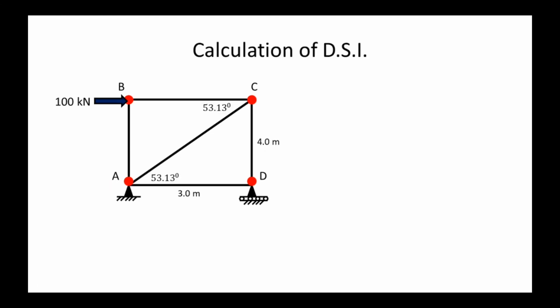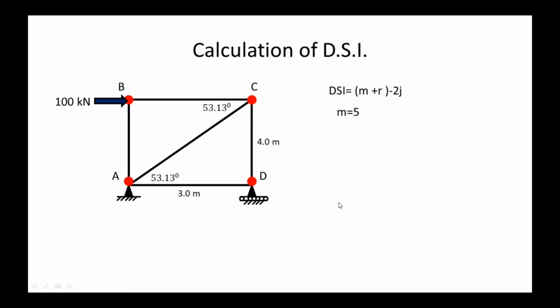Now the first step is to calculate the DSI, that is the degree of static indeterminacy. The formula is DSI is equal to in bracket m plus r bracket complete minus 2j. Now what is the m? m is the number of members, r is the reactions and j is the number of joints. So now m is equal to 5: member AB, member BC, member CD, member AD and last is the member AC. So m is equal to 5.